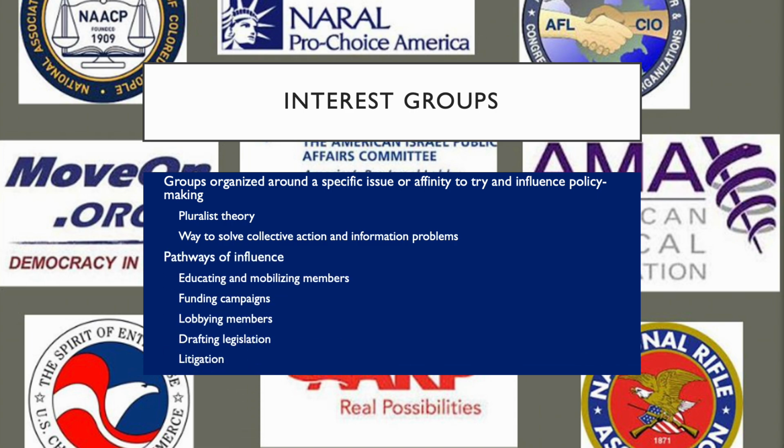That's one of their key pathways of influence. They can say, hey, we think that this current candidate is bad. They can try to mobilize their members. Like, look, the Congress is debating this bill this week, and you should call your congressperson and tell them to vote for or against it, right?